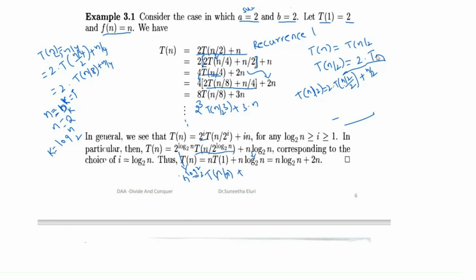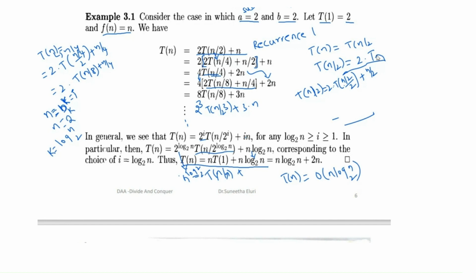So hence my equation is T(n) = n·T(1) + n log n to the base 2. Usually, while calculating time complexities, we will ignore the lower powers. Hence, the time complexity of divide and conquer problems in general can be expressed as order of n log n to the base 2. Order of n log n to the base 2.